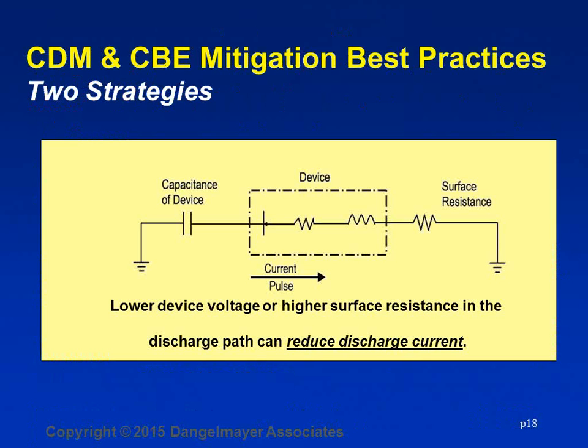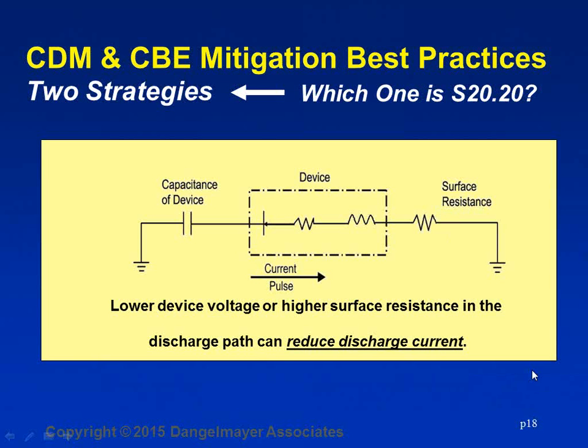There are two strategies to take care of charge device model and charged board event mitigation. The two methods we like to deal with are either lowering the device voltage or using a higher surface resistance in the discharge path. Which one is tied to 2020? It's tied to what's in the scope. You can read between the lines in the scope, and they talk specifically about lowering the voltage on the device.